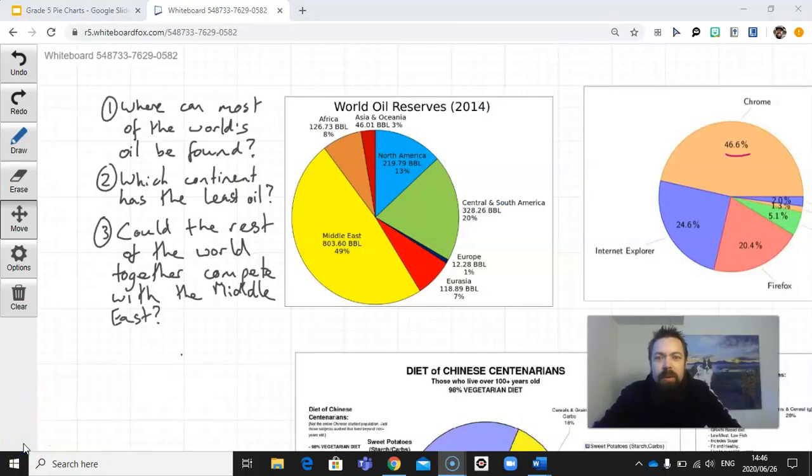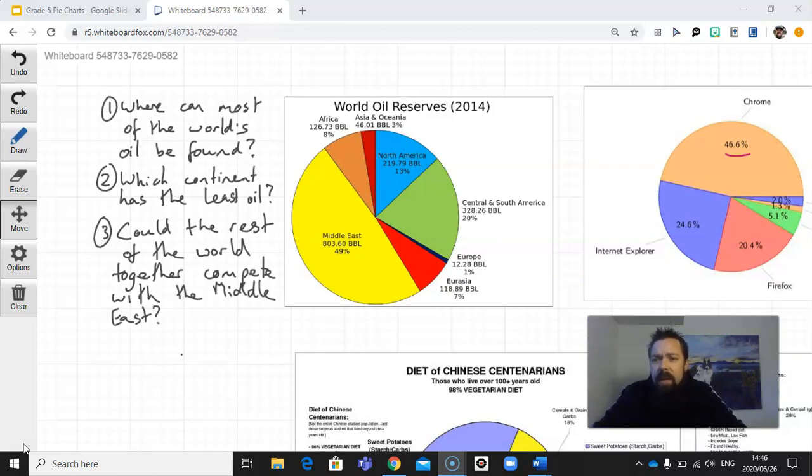All right, looking at the world's oil reserves from 2014, some incredibly big numbers here. So I don't know if you can see the BBL there. That stands for billion liters. So if we look for how much oil there is in Asia and Oceania, that top slice, the small one next to North America, we can see that is 46, we'll call it 46 billion liters, and that's only 3% of the world's oil.